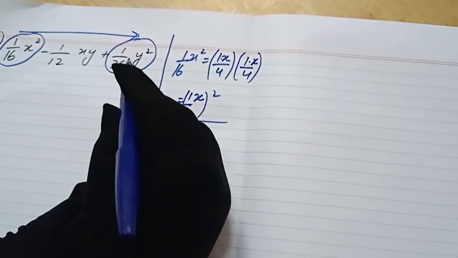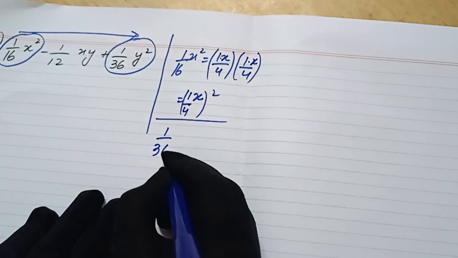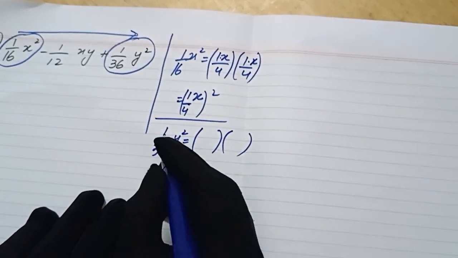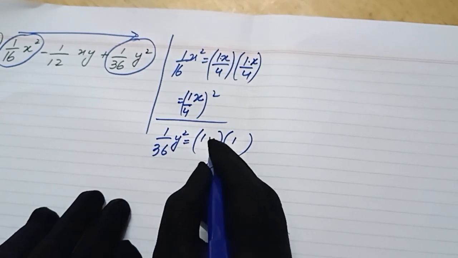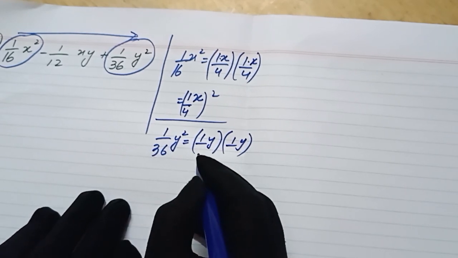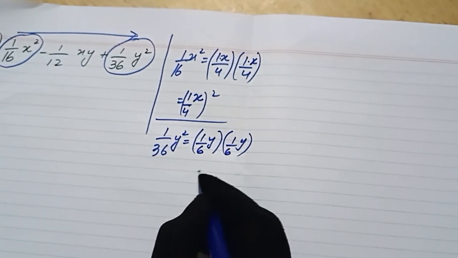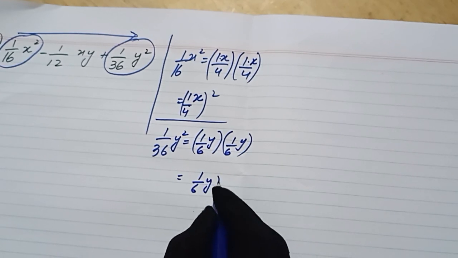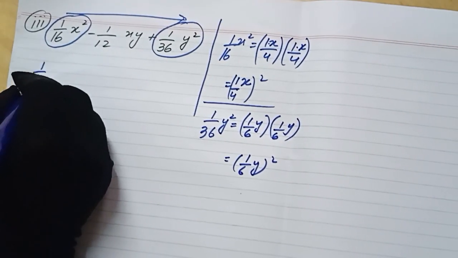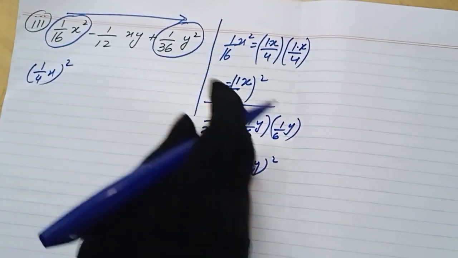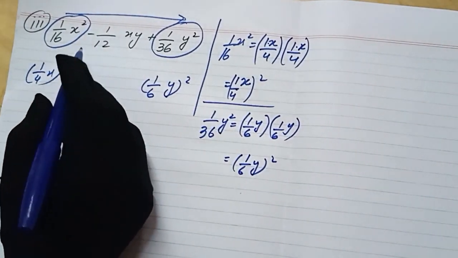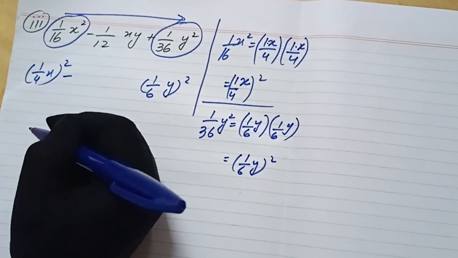Then the next, 1 over 36y square. It can be factorized again into equal factors: 1 1s are 1, y's are y square. Downside, 36 can be factorized as 6 6s are 36. So it is 1 over 6y whole square. This can be written in the whole square form, and this can be written in the whole square form. Okay, now minus is there, so follow the same minus sign.